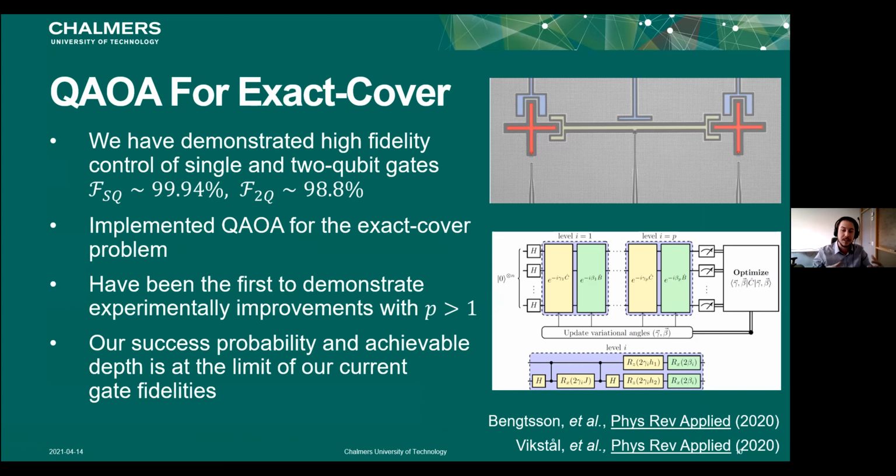Essentially, you have some conditions and you're trying to find a solution which covers all of those conditions. It's very related to something called the tail assignment problem that our collaborator Pontus published last year as well, along with us. So we've demonstrated these high-fidelity gates and single-qubit control.